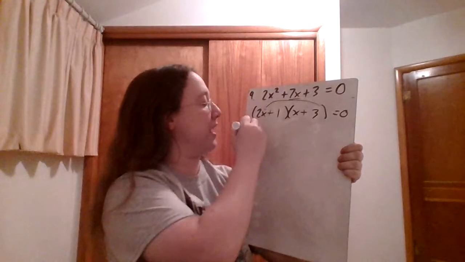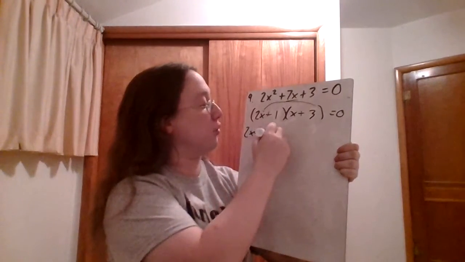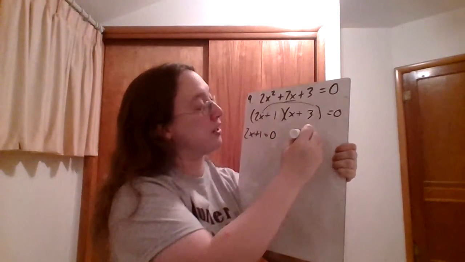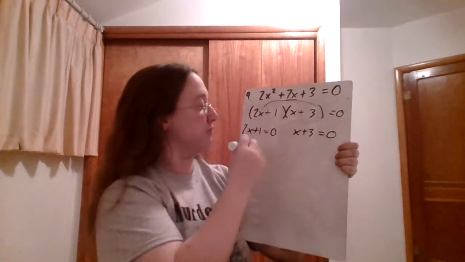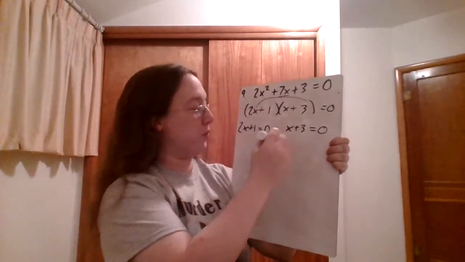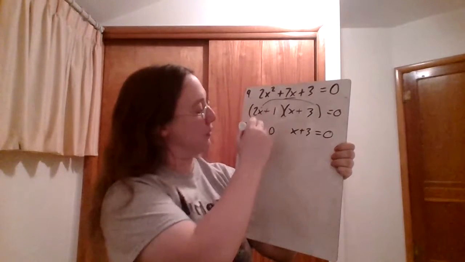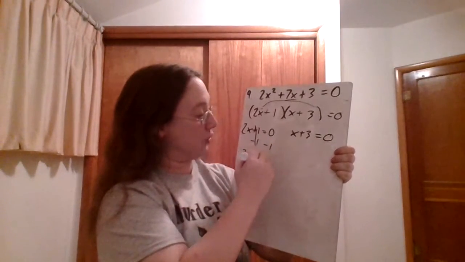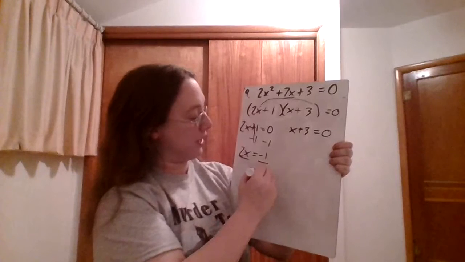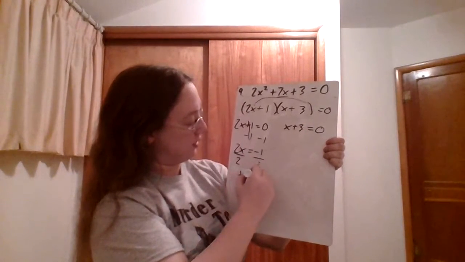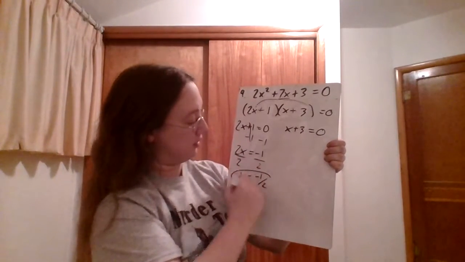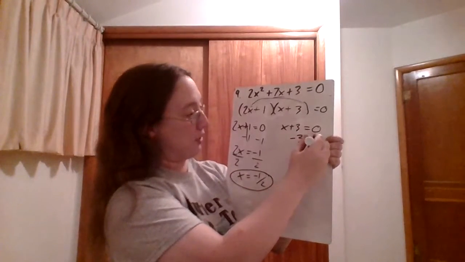Alright, so then we've got a 2x plus 1 equals 0, or an x plus 3 equals 0. And then watch out for, we're subtracting 1, and then we've got another step. So you've got this 2x equals a negative 1, and then we're dividing by 2. So you've got negative 1/2. And then over here, we're just subtracting 3.